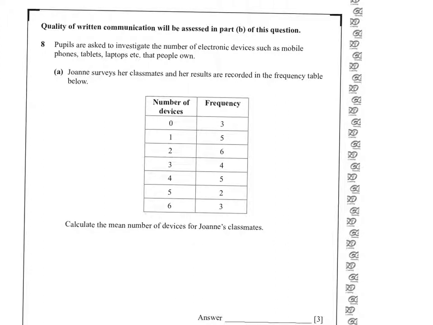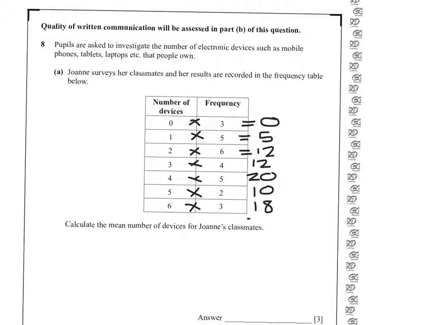To work out the mean, if no devices, and there's 3 with nothing, then that is 0 times 3, which is 0. 1 times 5 is 5. 2 times 6, 12. 3 times 4, 12. 4 times 5, 20. 5 times 2 is 10, and 6 times 3 is 18.